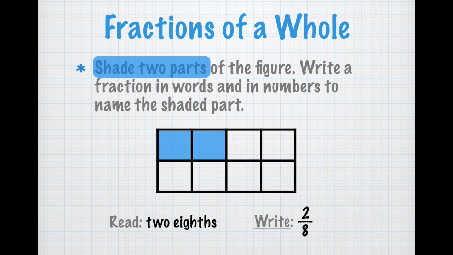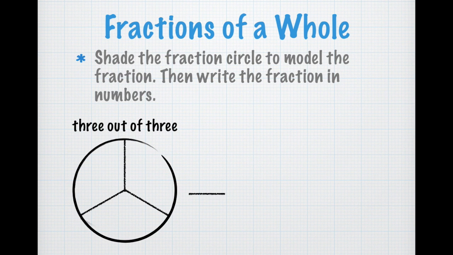Let's turn our paper over. Shade the fraction circle to model the fraction. Then write the fraction in numbers. And it tells me to shade 3 out of 3. So I see the circle has 3 parts, and I want to shade in 3 of them.